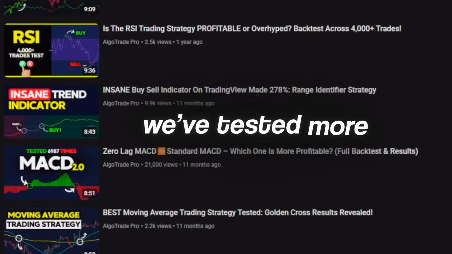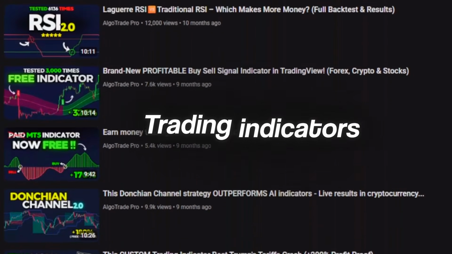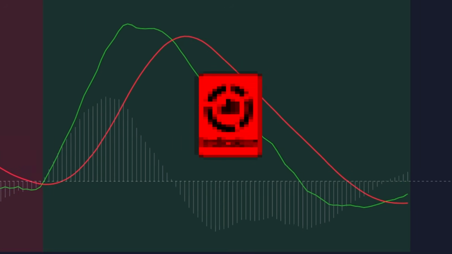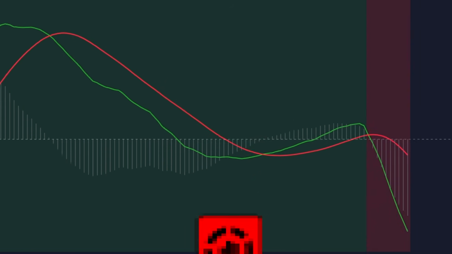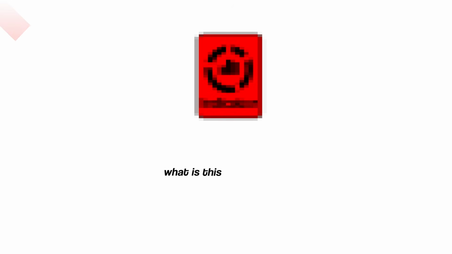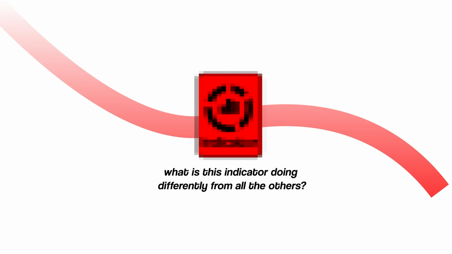On this channel, we have tested more than 60 different trading indicators, and most of them failed. But the indicator I am presenting you today is about to enter the top 5. And that raises a different question. What is this indicator doing differently from all the others?